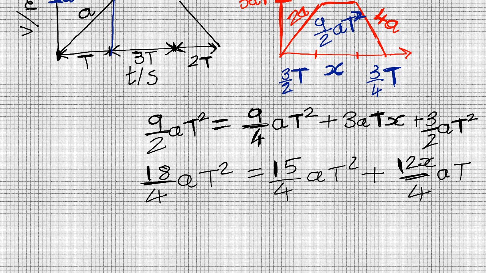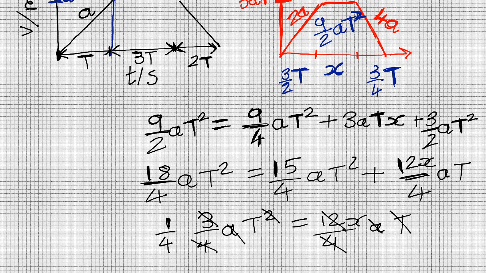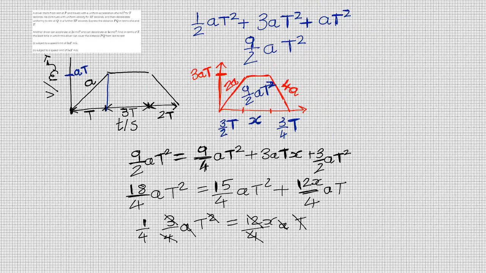Take that over there. 18 minus 15 is 3. So you get 3/4 at squared has to equal 12 over 4 x at. The 4's cancel, the a's cancel, the t cancels, and then you divide by 12, so that's 1/4 t has to equal x. Okay, so if x then is 1/4 t, we have the first answer.